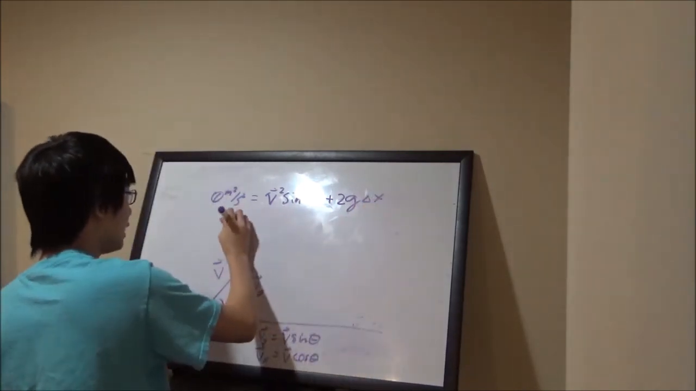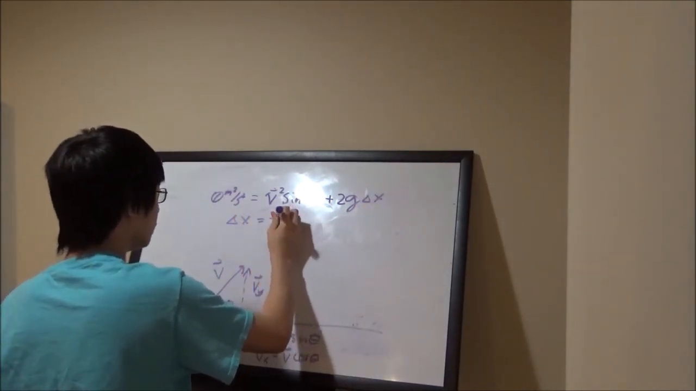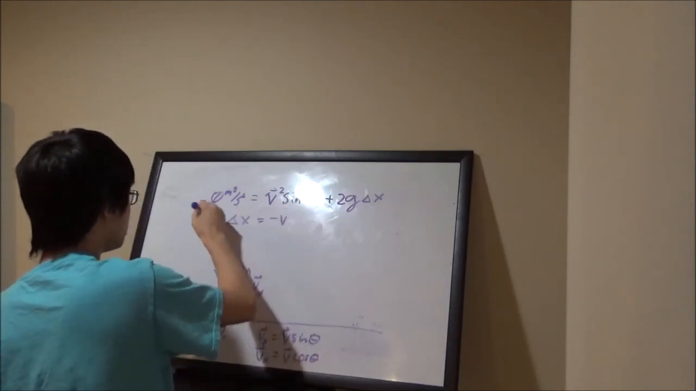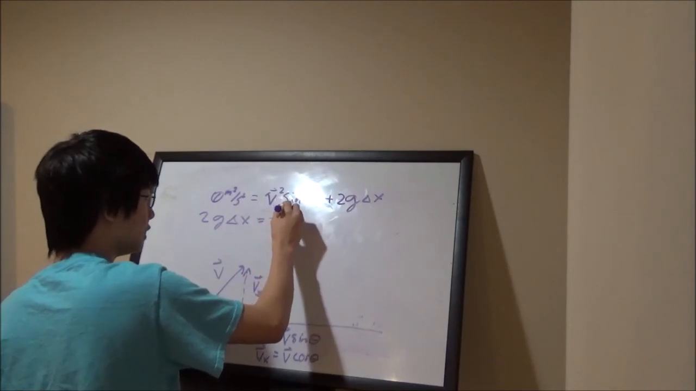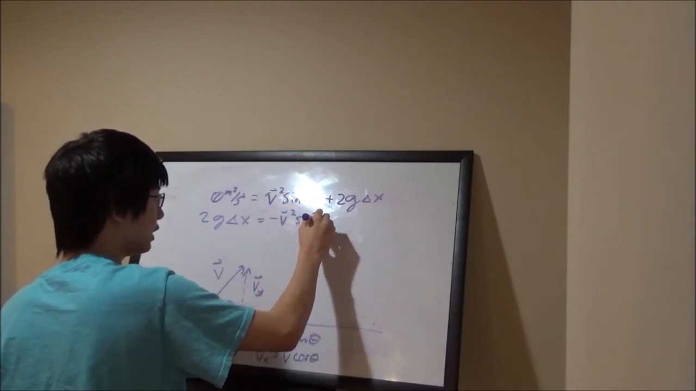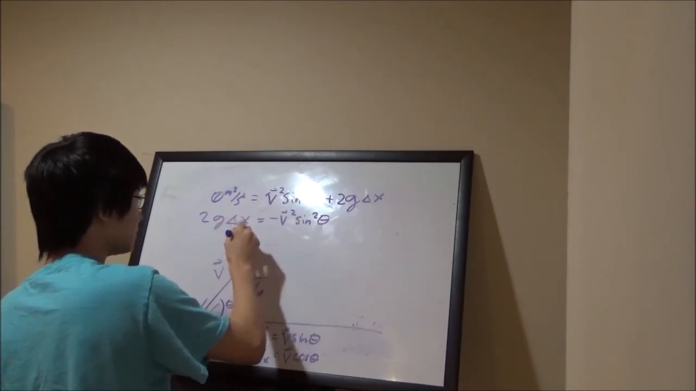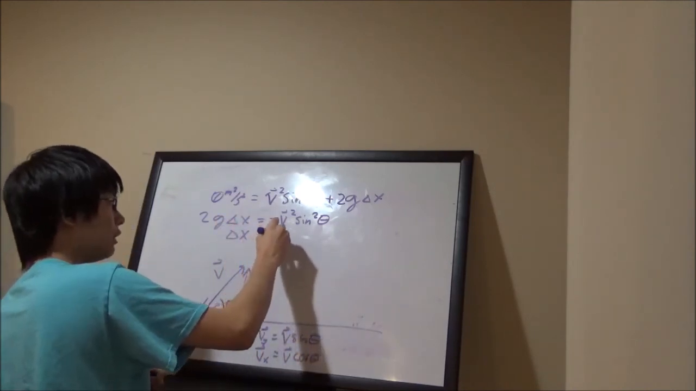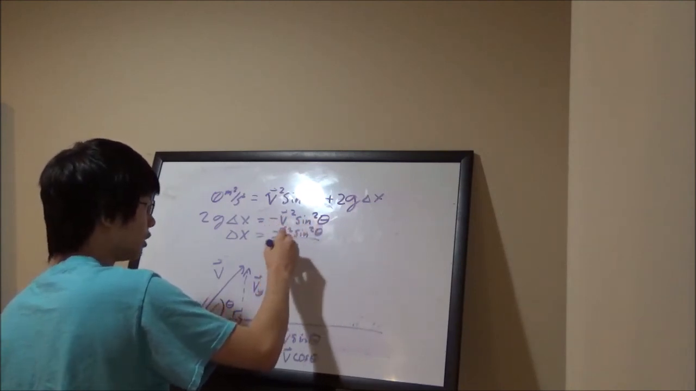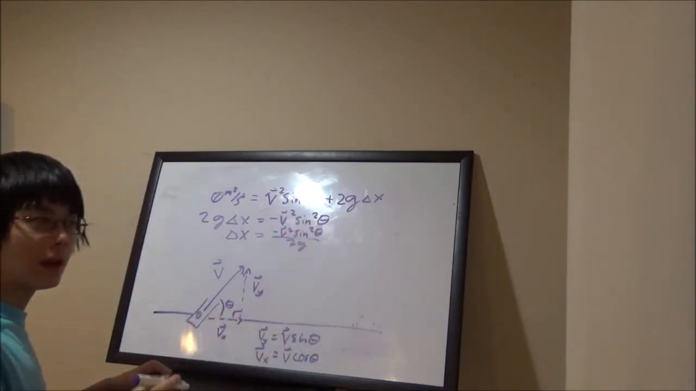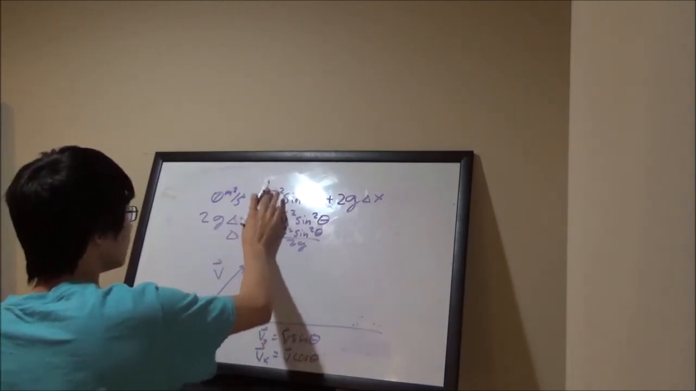I want to solve for delta x, so I say delta x is equal to negative 2g delta x is equal to, I'm going to move this line to this side, v squared sine squared theta. And then I'm going to divide both sides by 2g. So I get delta x is equal to negative v squared sine squared theta over 2g. And now if you remember, delta x is equal to, oh shoot, I keep using delta x.